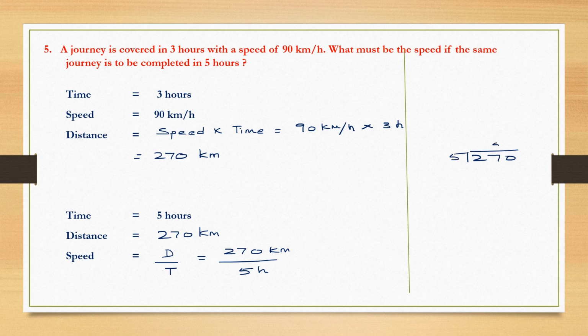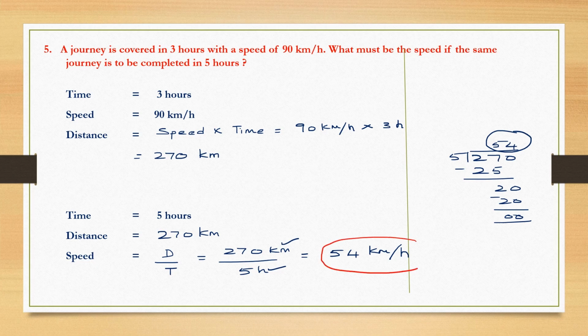5 fives are 25, minus, you bring down 2, you minus and get 2, bring down 0. 5 fours are 20, minus 0. So now our quotient is 54. So we have found the speed. The speed is 54 and use the units kilometer per hour. So what is our final answer? The speed is 54 kilometers per hour.